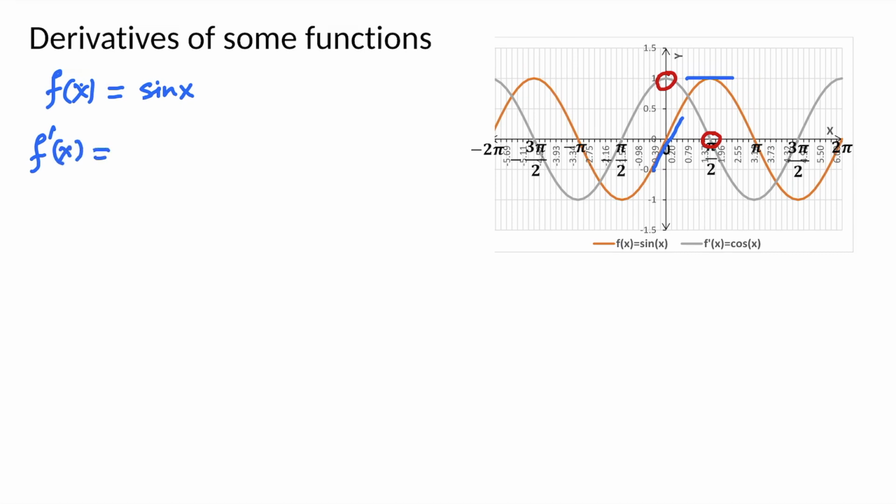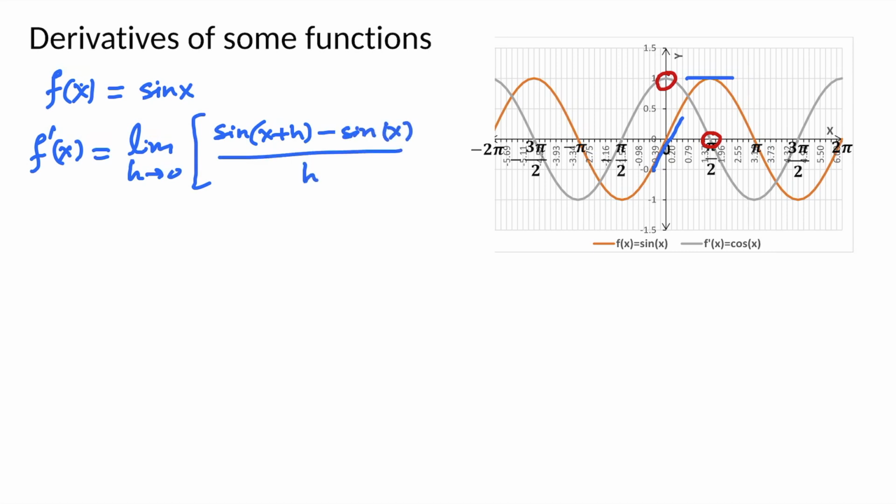And f prime x we already know is the limit as h tends to 0 of f(x plus h) minus f(x), divided by h, right? So what is f(x plus h)? f(x plus h) is nothing but sin(x plus h), minus f(x), which is sin x, the whole thing divided by h, and we take the limit of that as h tends to 0.